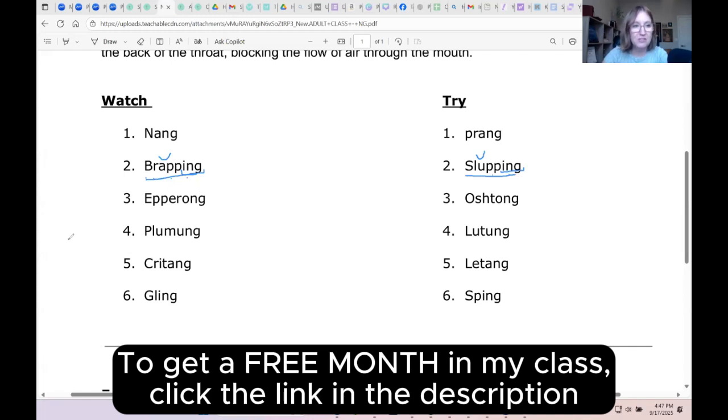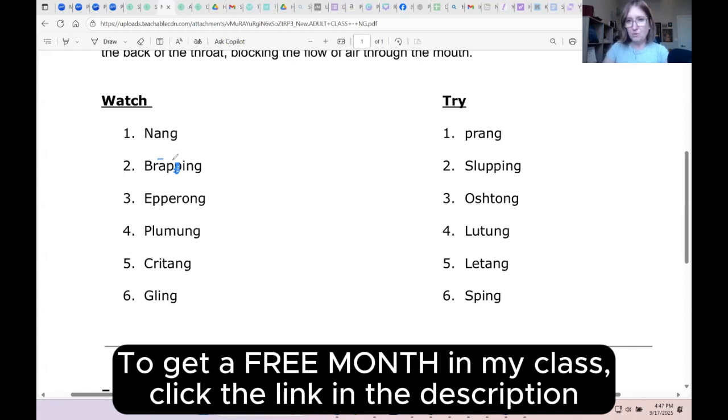Okay, now I wanted to just do something for fun here. If this word over here only had one P in it, what would it say? Braping, braping. Now this A has to say its long sound because there's not two consonants after it.